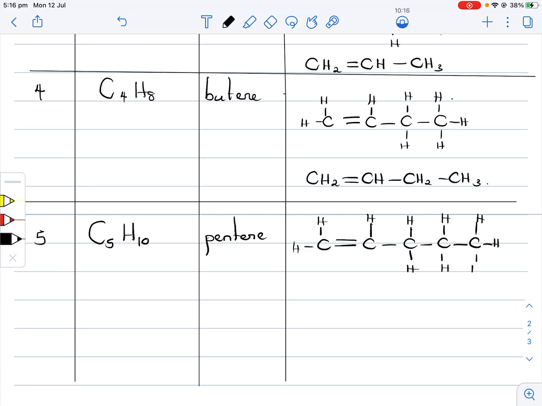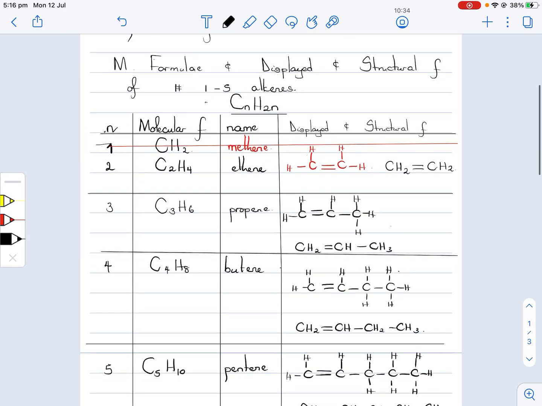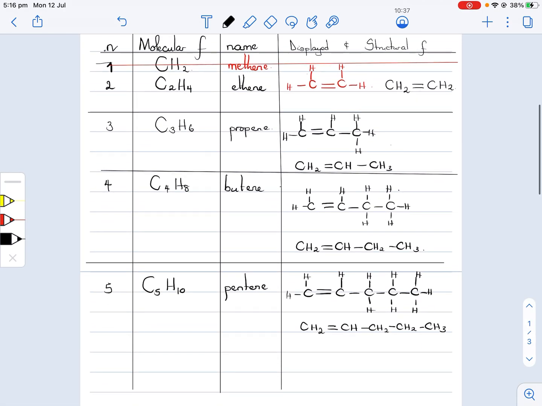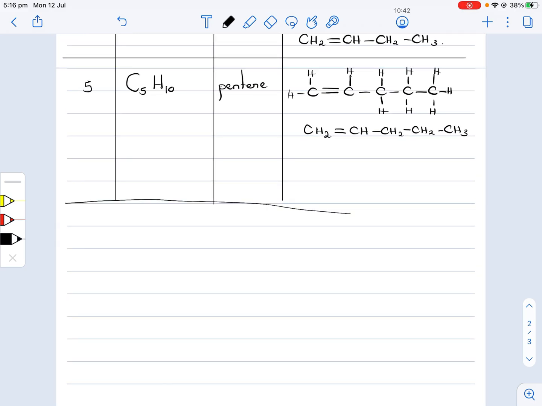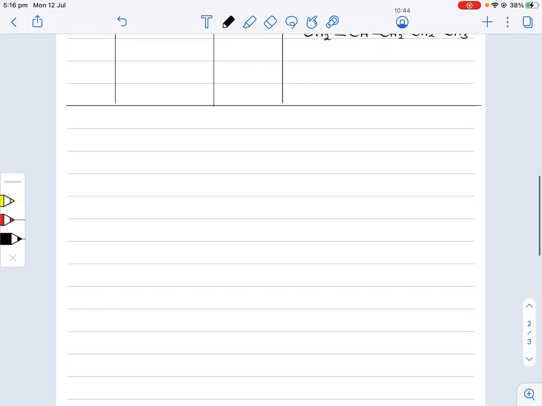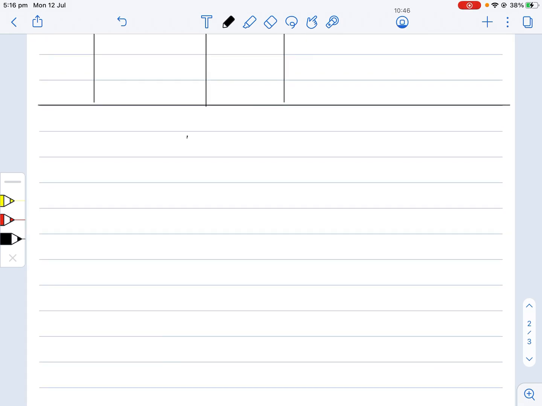So this becomes my displayed formula for pentene, which is C5H10. The structural formula is CH2=CH-CH2-CH2-CH3. I could go on, but these are just the first 4 alkenes that I wanted us to focus on. The next important thing now about alkenes is focusing on the reactions.